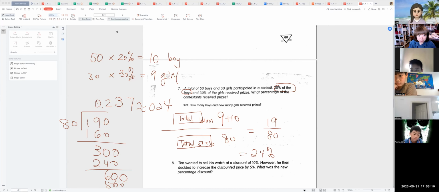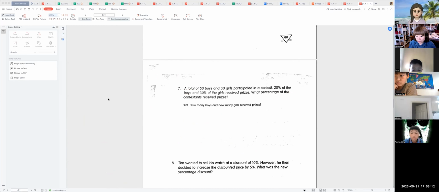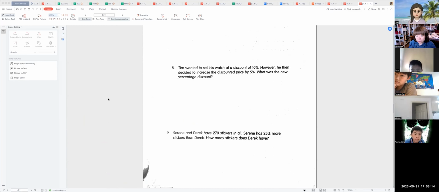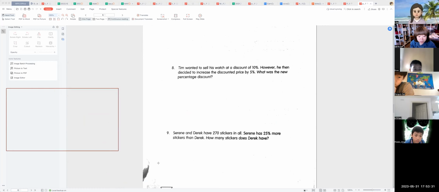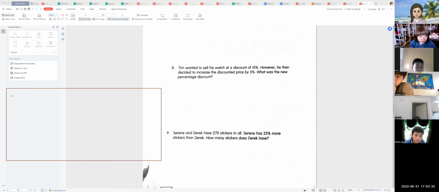Okay, so now everybody, last questions. Sorry, last two. Tim wanted to sell his watch at a discount of 10%. However, he then decided to increase the discounted price by 5%. What was the new percentage of discount? This question, without the chart, is going to be super hard, but with the chart, maybe it's easy, okay? So let's take a look at this one.